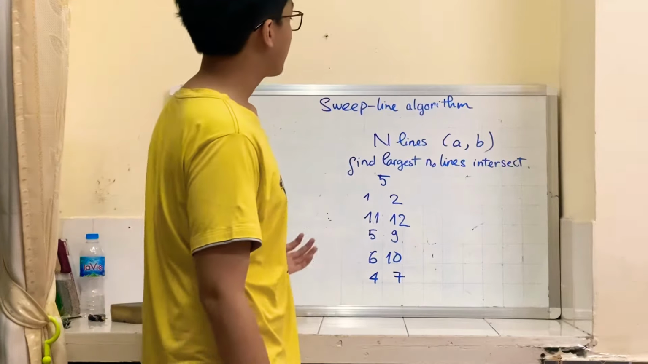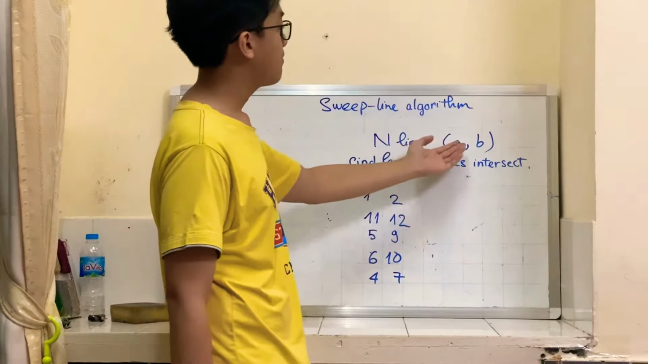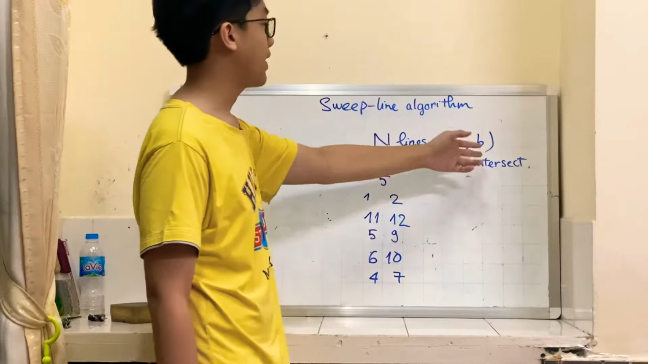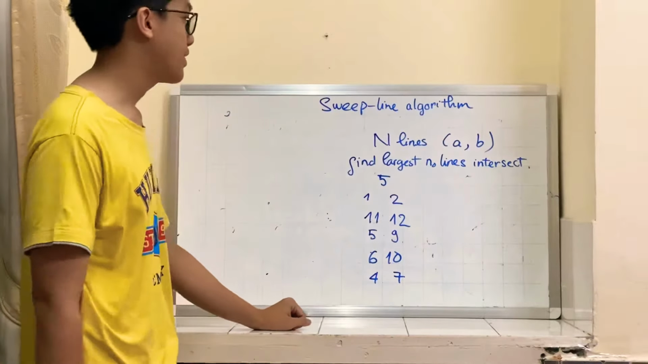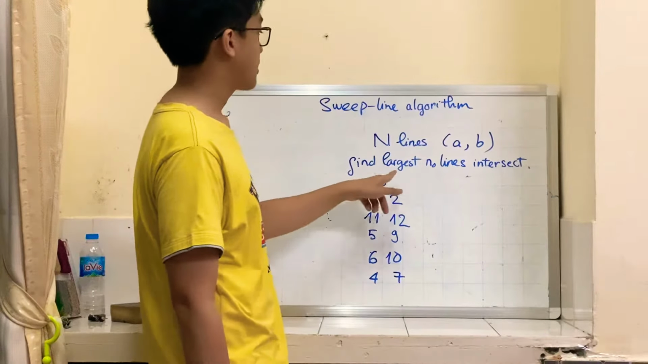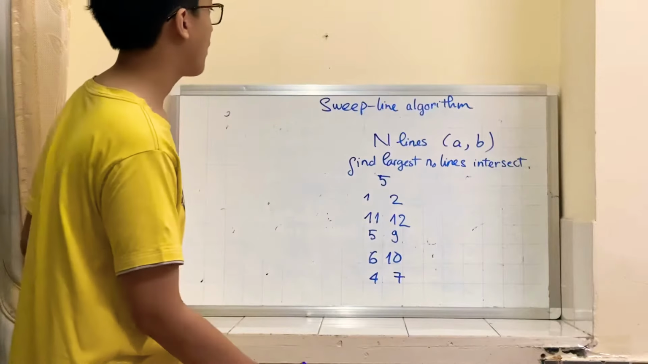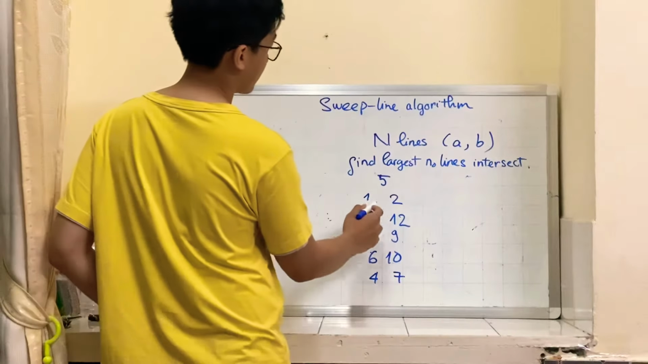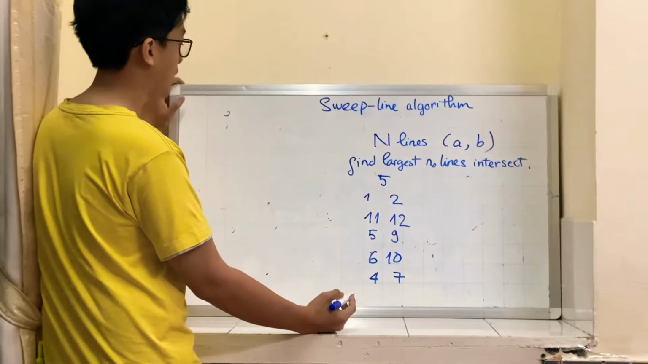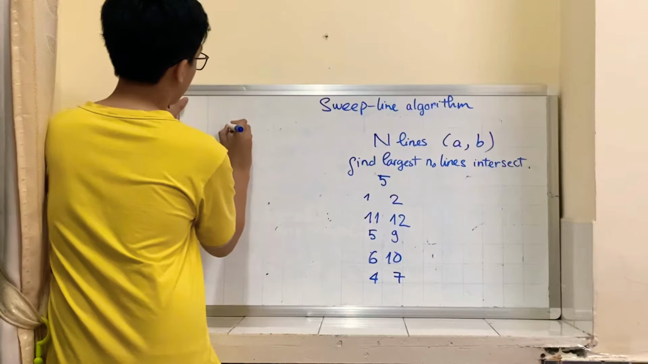First, we are given n lines of (A, B), where A is the starting point and B is the end point of the line. Our target is to find the largest number of lines that intersect. For example, we have 5 lines here, so I'll draw out 5 lines. The first line is 1 and 2.